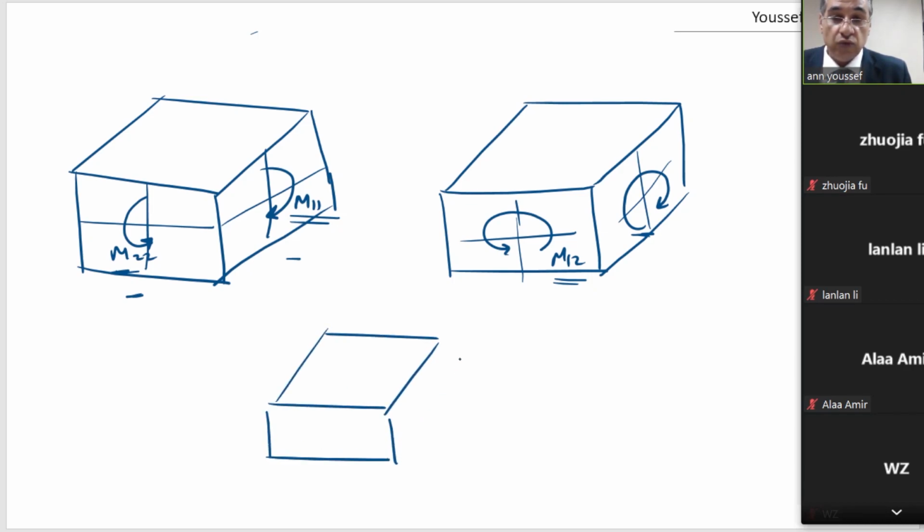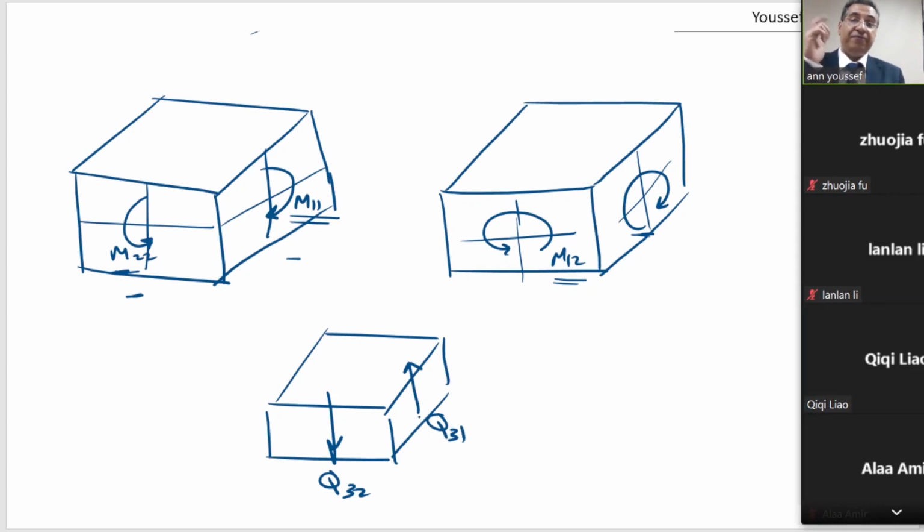I'm going to draw it. So this is shear in this direction, and this is shear in this direction. This is Q32 and this is Q31. So we have two bending moments, M11 and M22. We have one twisting moment, and we have two shear, Q31 and Q32. Okay?